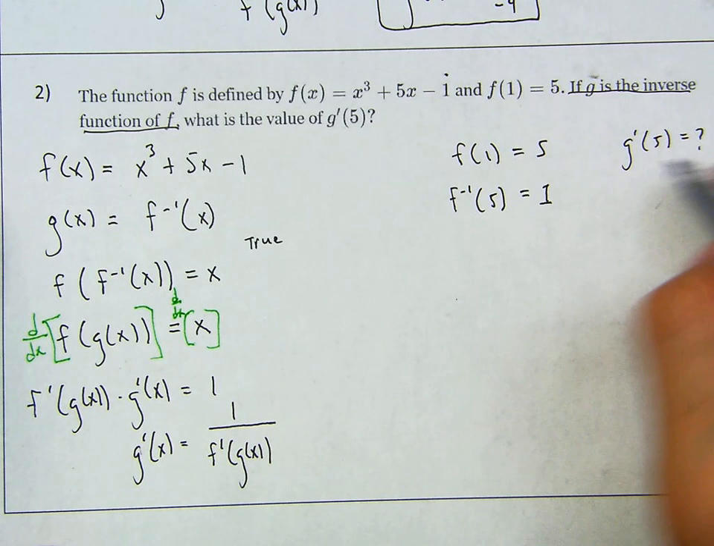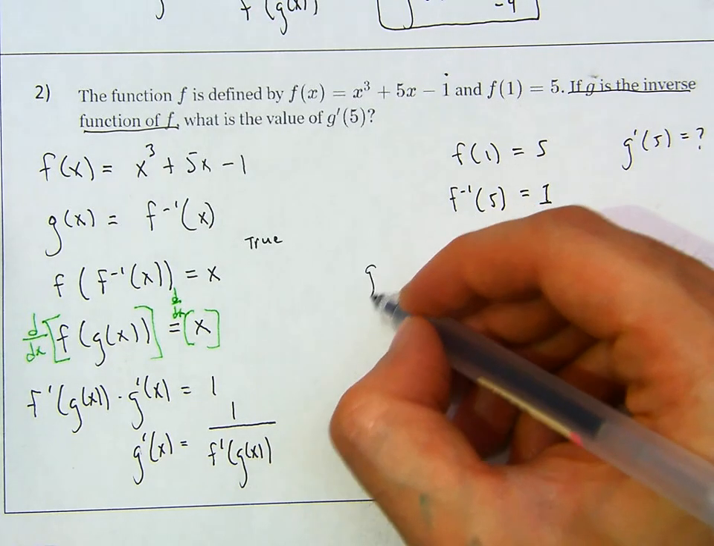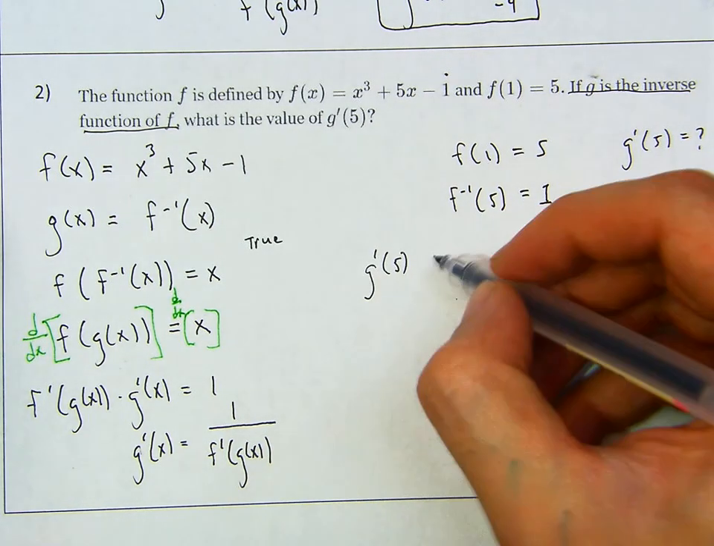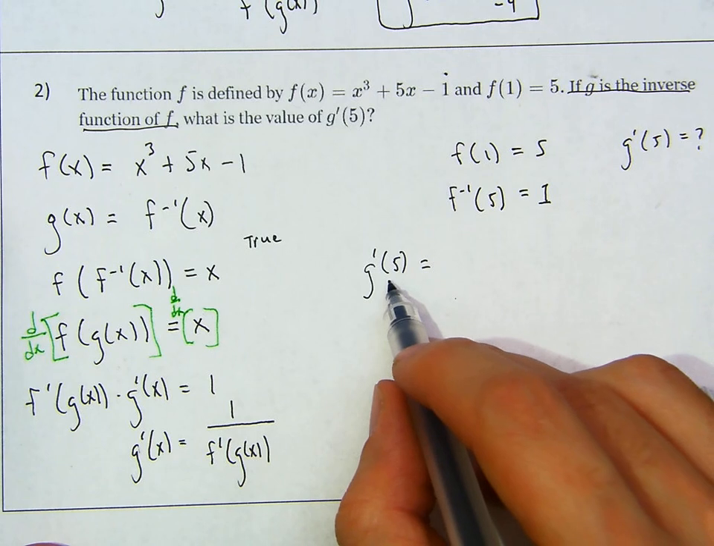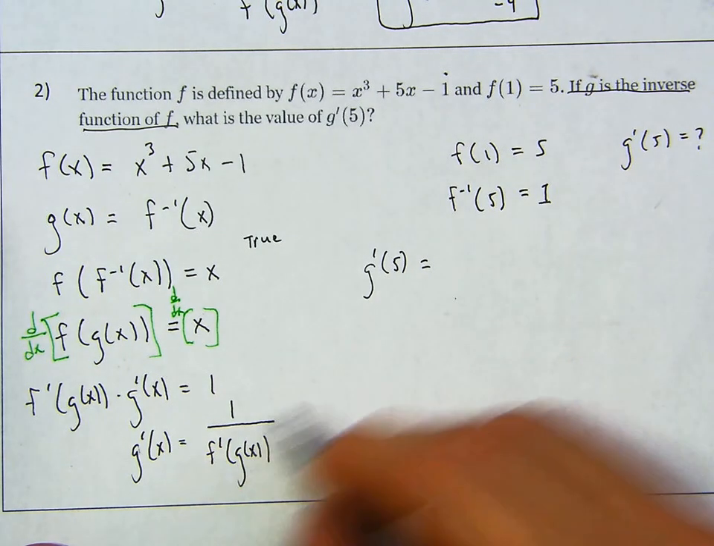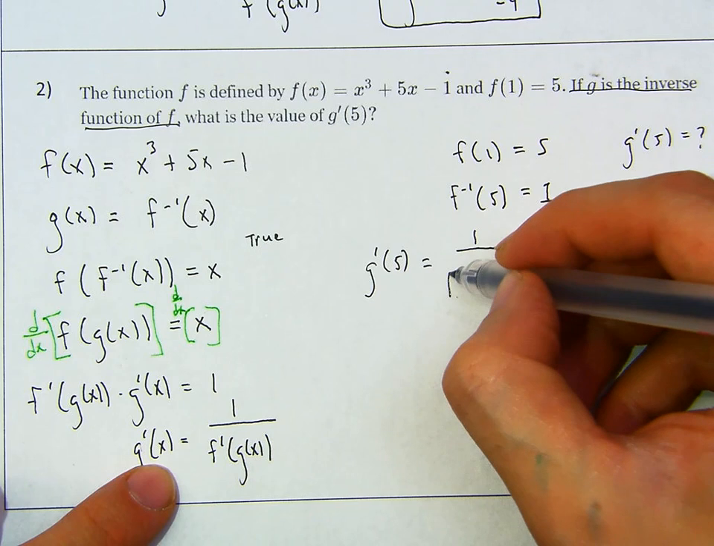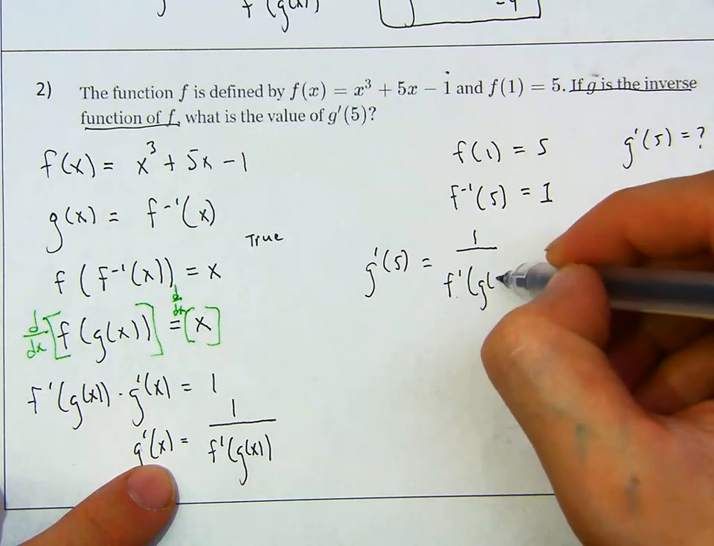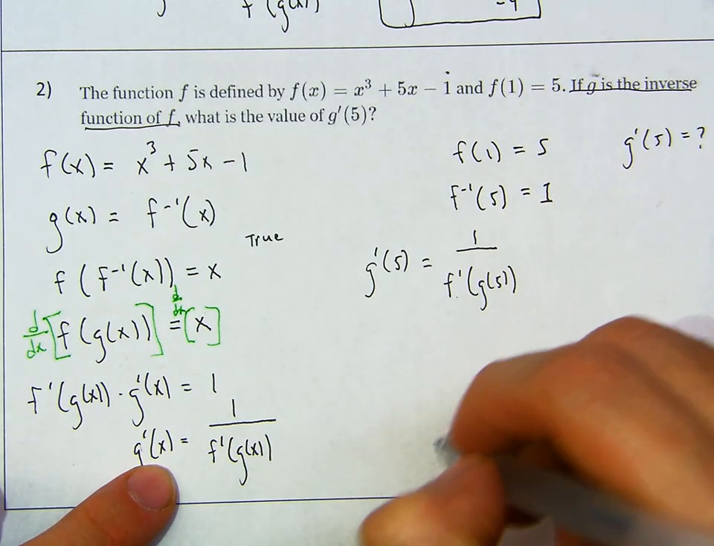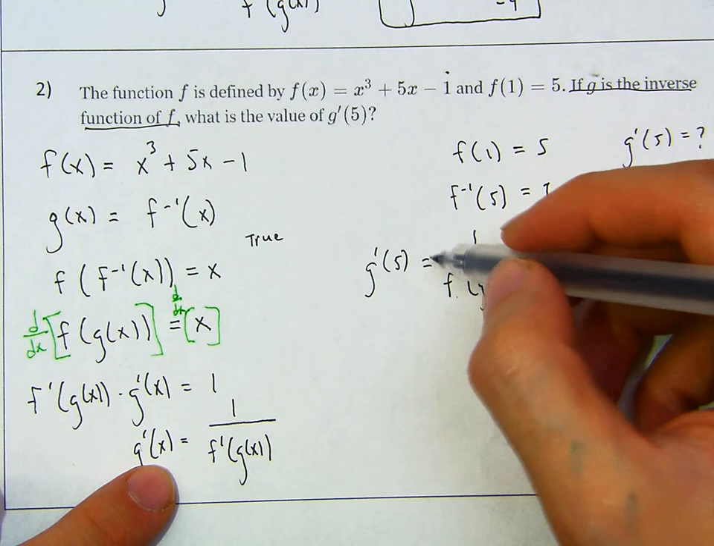So going back to the question, what's the question saying? It's saying, what's g prime of 5? Well, for g prime of 5, I'm just going to plug into this function. Anywhere I see x, I put in 5. So this is 1 over f prime of g of 5. Okay, so now, how do we continue?